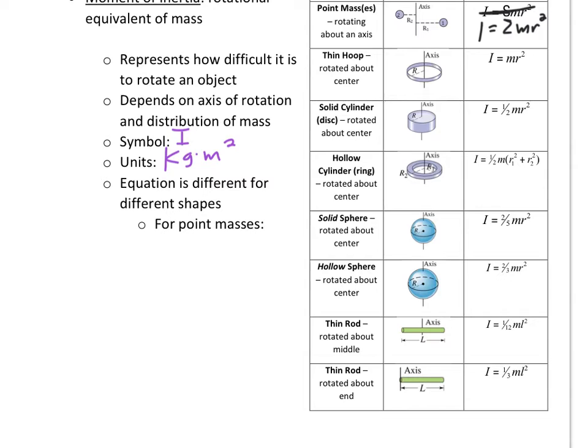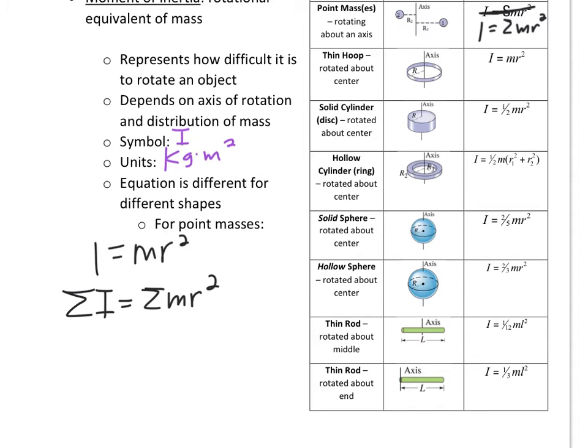One thing that you might see come up a little bit though is for point masses. The moment of inertia is going to equal mass times the radius squared. If you're looking at several different masses, you're going to look at the sum of rotational inertia. That's going to equal the sum of all of your mr squared.